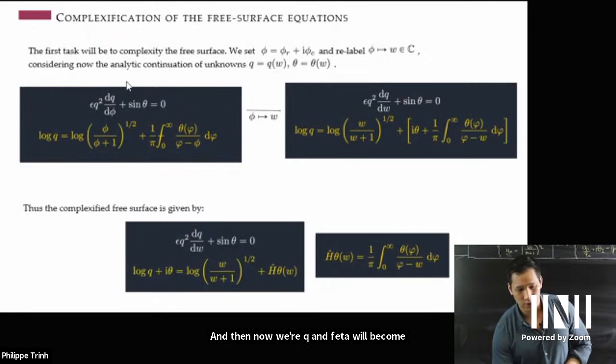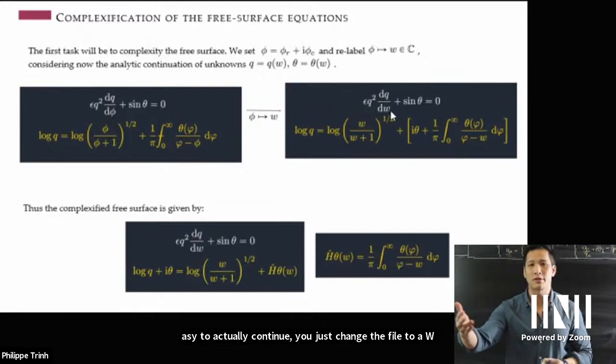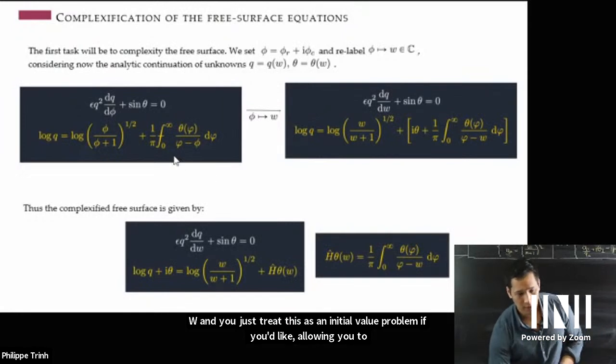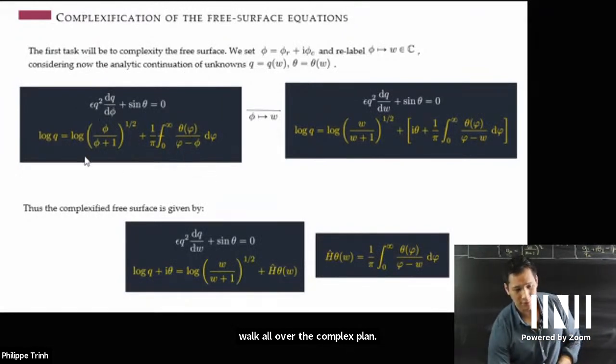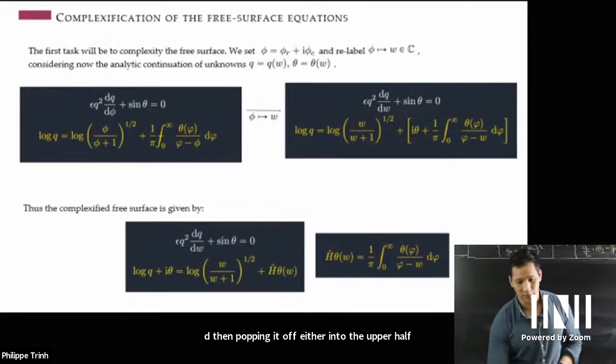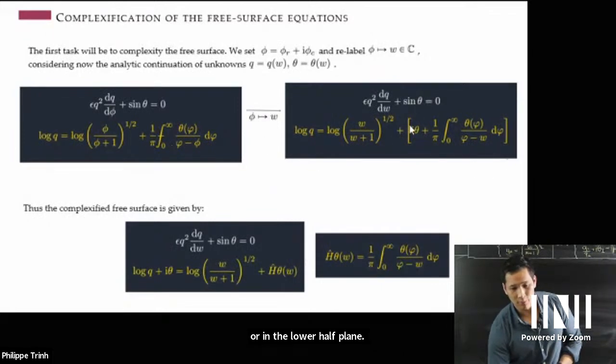Bernoulli's equation is very easy to analytically continue. You just change the phi to a w, and you treat this as an initial value problem, allowing you to walk all over the complex plane. The boundary integral equation is a little more difficult to work with, but essentially you take this phi here on the left and pop it off into either the upper half plane or the lower half plane. In doing so, you produce the version to the right here. Notice the integral on the right no longer has a dash through it. It's no longer a principal value integral because w here lies in the upper half plane.